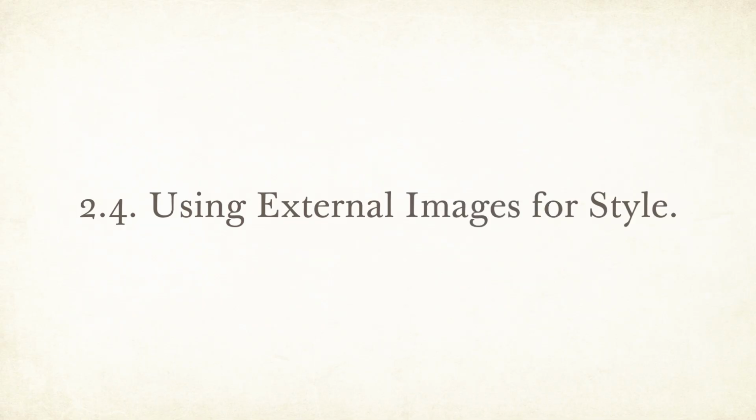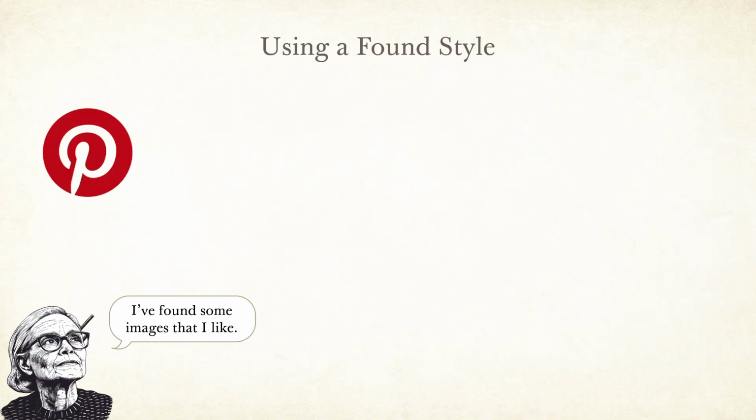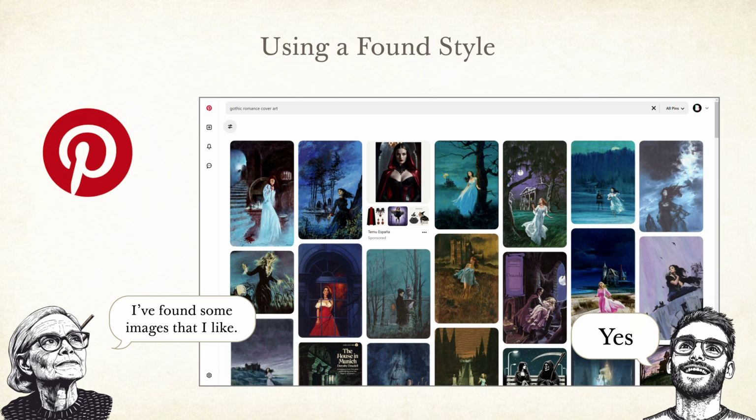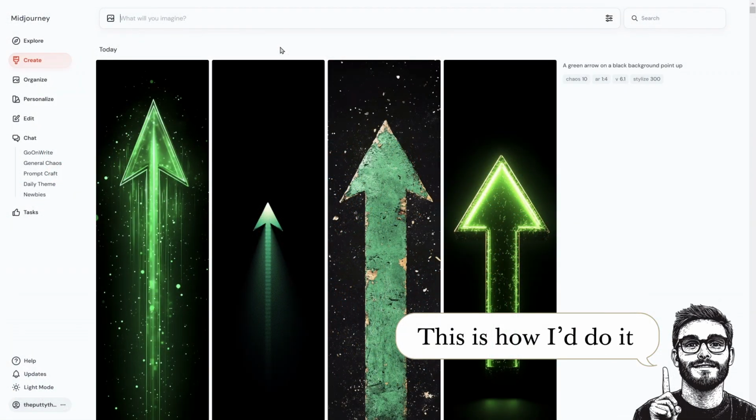2.4. Using external images for style. Many authors might use Pinterest to build a mood board of a vibe they want for their book cover. Here's one that someone sent me, and the question is, can we take this and use it to create a book cover image using MidJourney and get a nice vintage pulp horror style like these? The answer is yes, and this is how I do it.